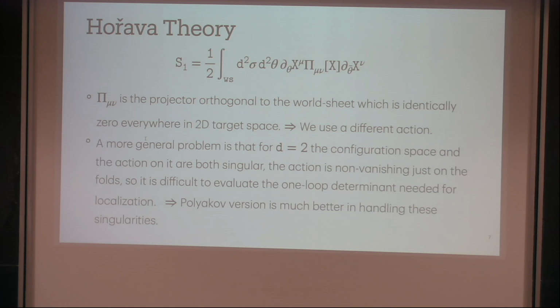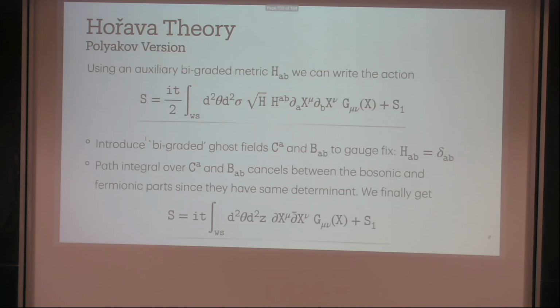I will explain. And another issue with this case is in d equal to 2. In d equal to 2, the configuration space and the action are both singular, and the action is non-vanishing just on the folds, and it is very hard to calculate the one loop determinant around these solutions. So instead of this Nambu-Goto type formalism, it would be better if we have some Polyakov type calculation. Now this is the equivalent Polyakov action.